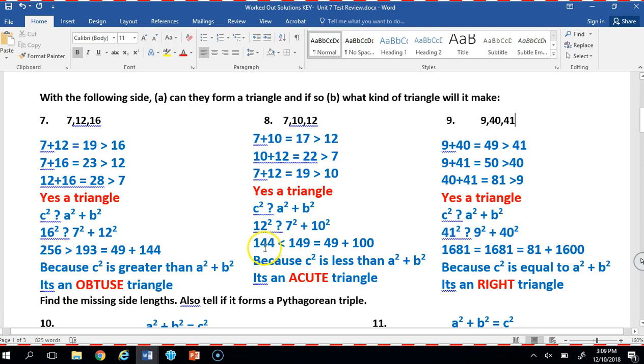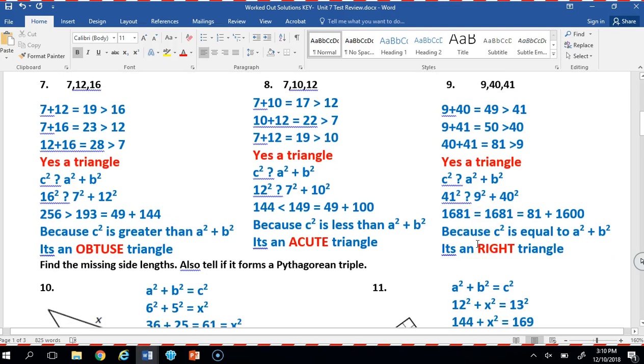Over here, we had 144 was less than 149. So again, this is our c squared because that was our 12, our longest side. If c squared is smaller than a squared plus b squared, then it's an acute triangle. And here we had an equal sign. So when we added these together, the 9 plus the 40, we got the same number on either side of the equal sign, meaning that they were equal. So these two triangles are right triangles.